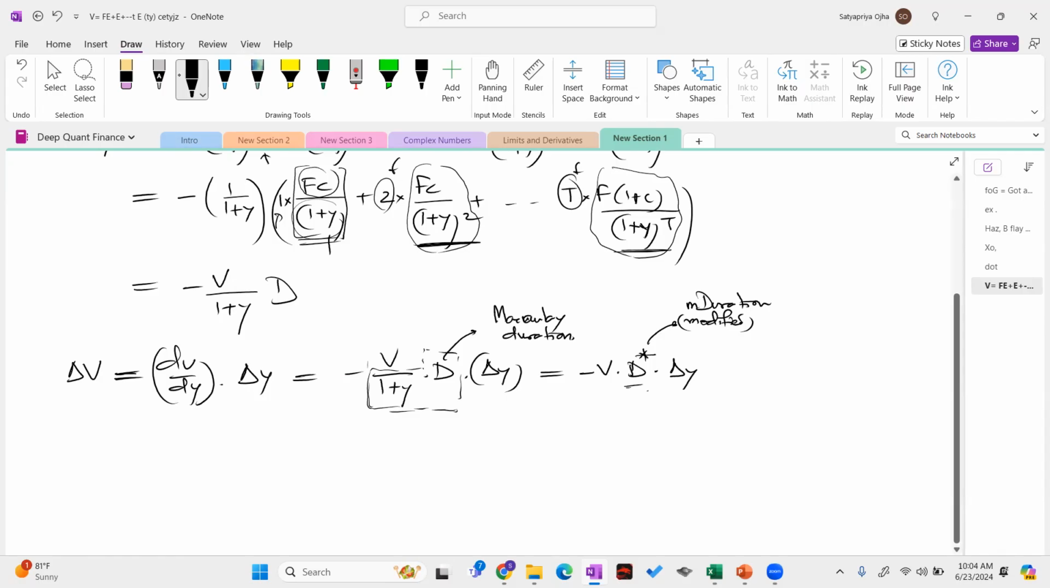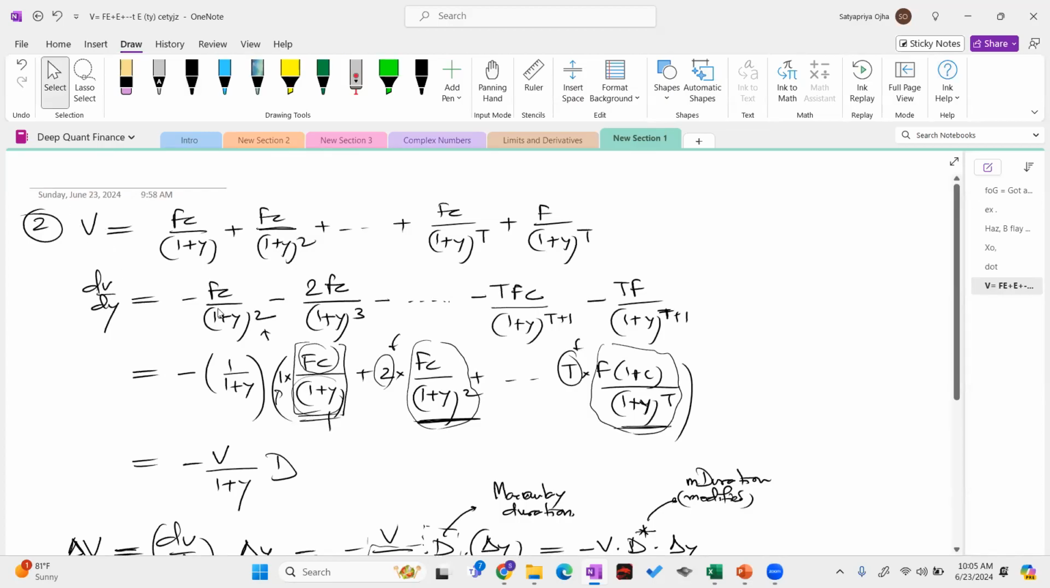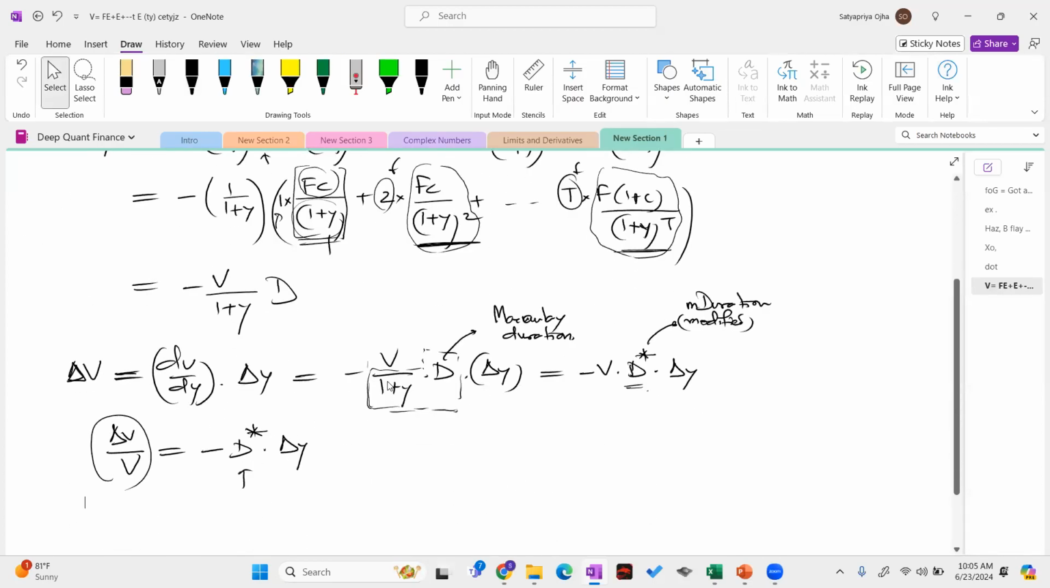And this is the sensitivity. It's not the true sensitivity. It's basically, if you take delta V by V, then you get minus D star delta Y. So it relates to the percentage change always. Remember, in the case of a bond, it is always the percentage change. It is not the absolute change. Or you can say relative change. And that's your derivation for the change in bond price, how it relates to the duration and modified duration.